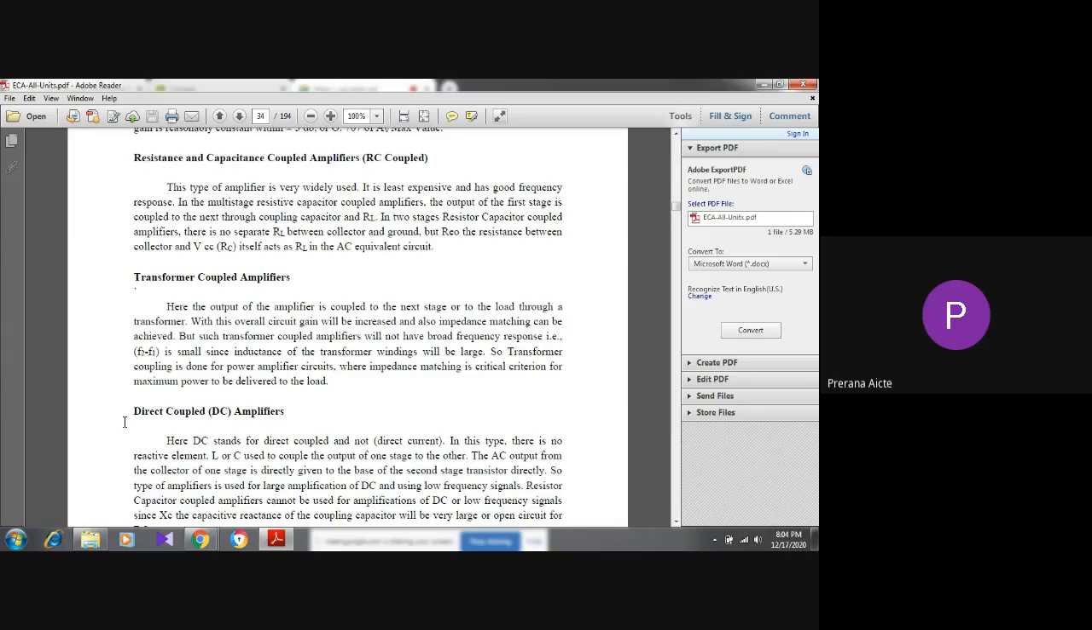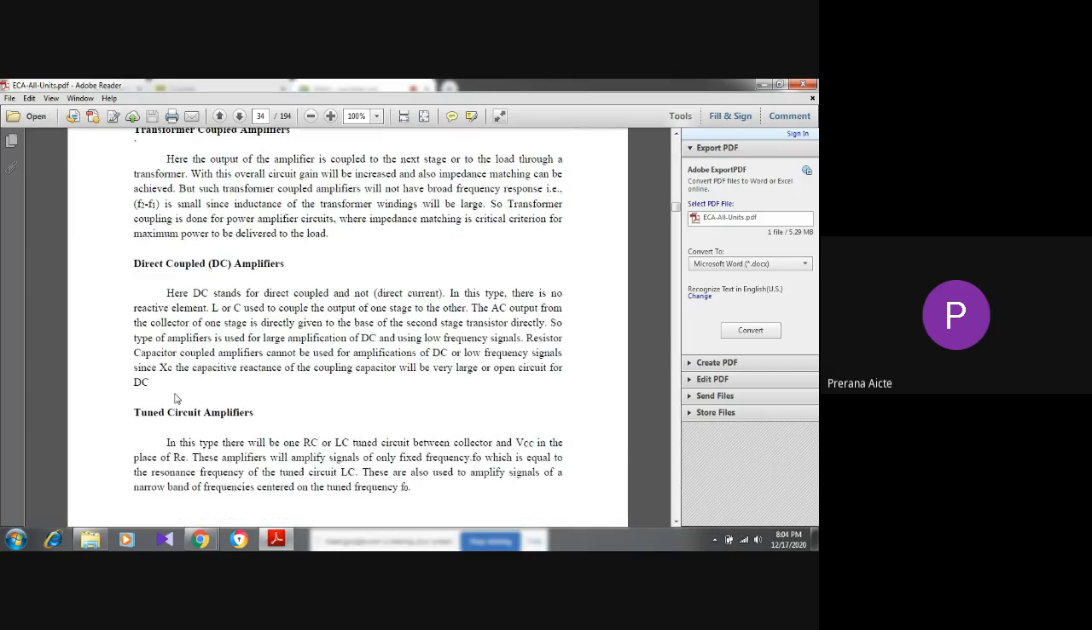That is about the transformer. Next one, the direct coupled amplifier. In the name itself we have the answer. There is no coupling element between the first stage and the second stage. That's why it is called a direct coupled amplifier. In this type, there is no reactive element L or C used to couple the output of one stage to another. The AC output from the collector of one stage is given directly to the base of the second stage transistor. So here there is no coupling element from the first stage to the second stage.